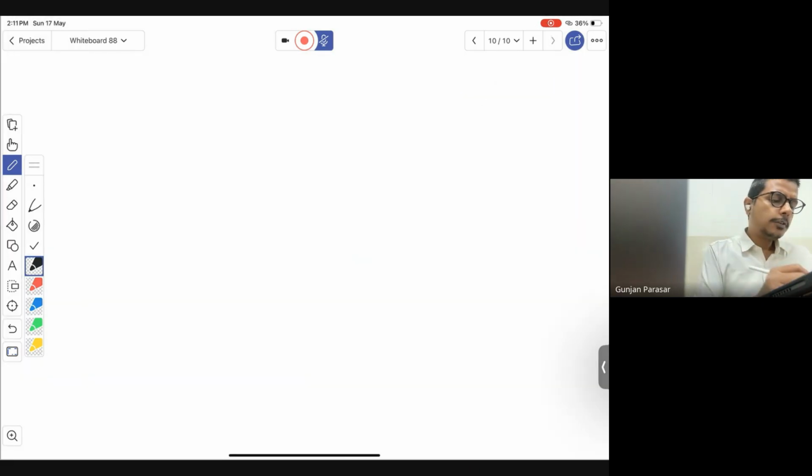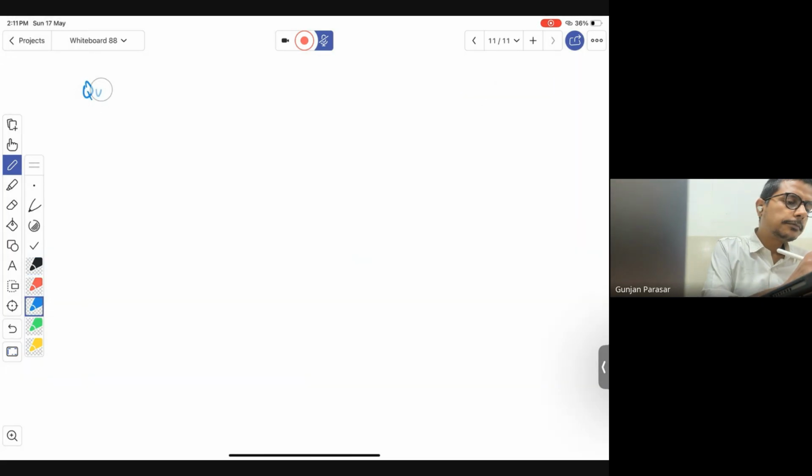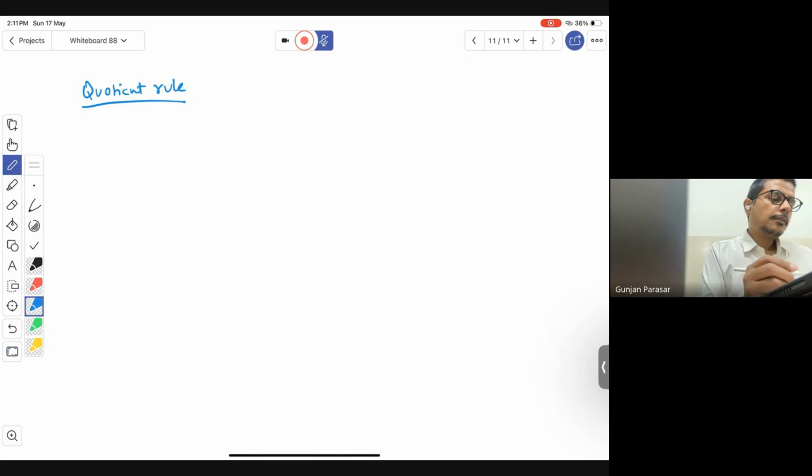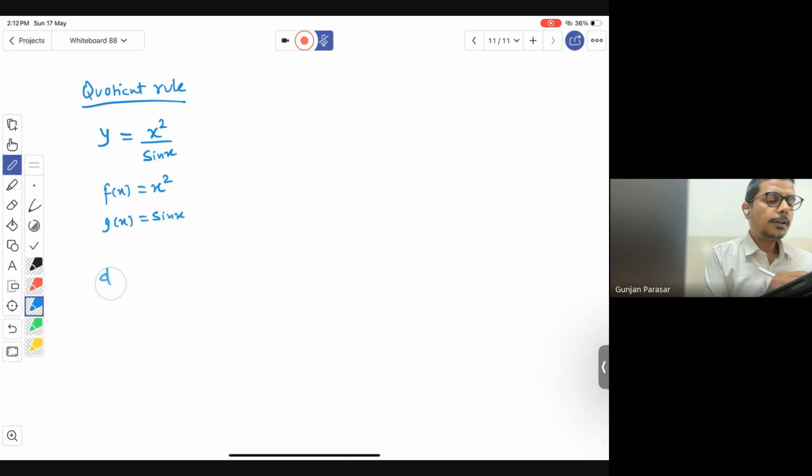Okay, next thing is quotient rule. The name itself tells you maybe what the rule for a quotient can be. Suppose I give you y equals x square by sin x. I know how to find the differentiation of x square if that is the only thing given. I know how to find the differentiation of sin x if that is the only thing given. But I have to find the differentiation of the quotient of these two.